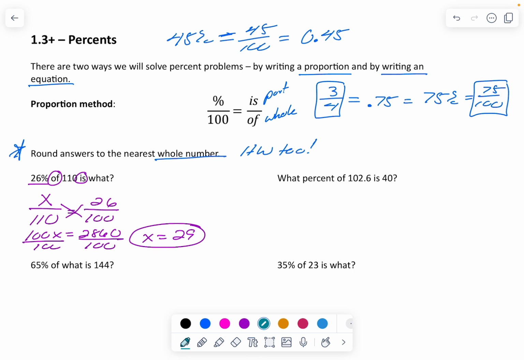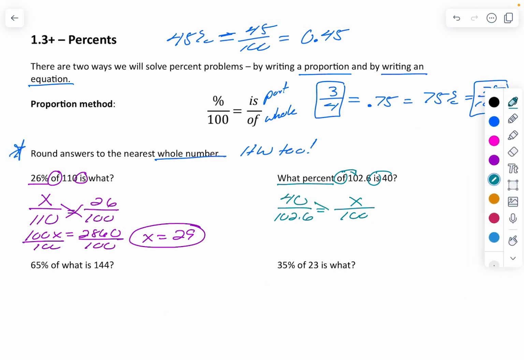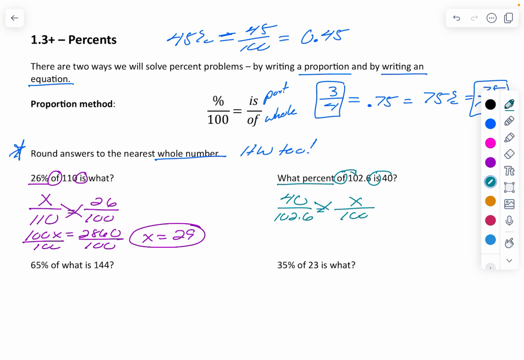Let's look at the next one. What percent? That's what we want to know. So that's going to go there. That's what I don't know. Of that, so the 102.6 is going to go in the bottom, is 40. There's my part. Solving my proportion, I'm going to get 102.6x is equal to 4,000, divide both sides by 102.6, and we get, rounding to the nearest whole number, x equals 39.